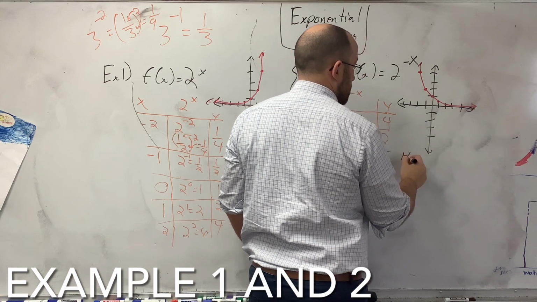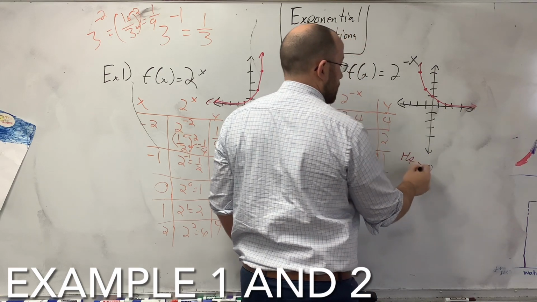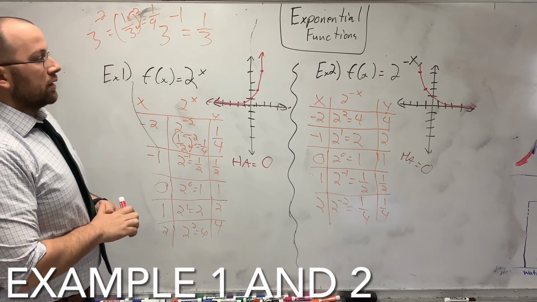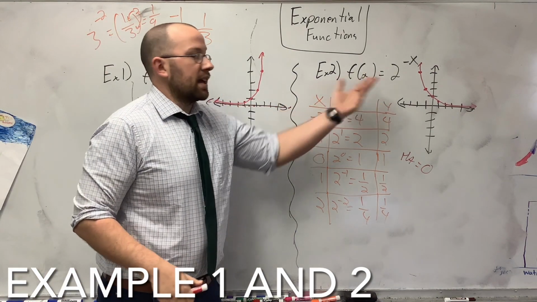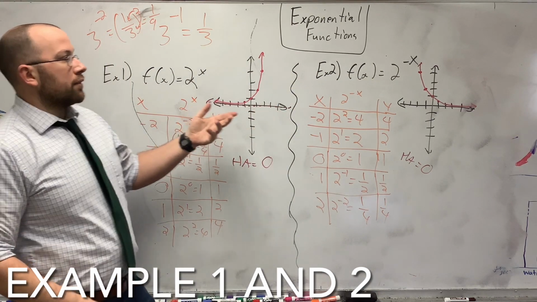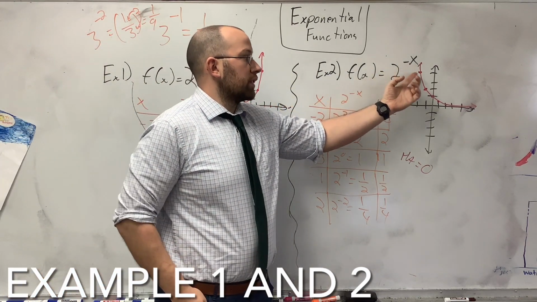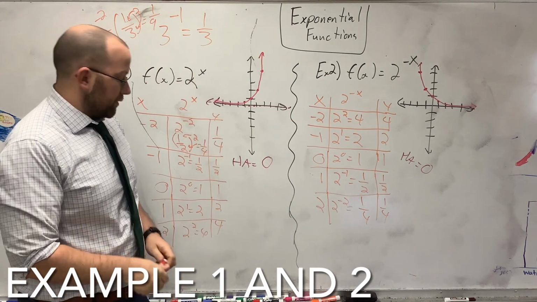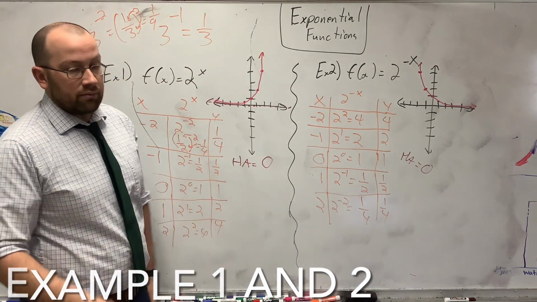You don't need to know this, but your horizontal asymptote is again at 0. So it'll never touch the x-axis. Now this is a growth, this is a decay. They're just opposites. Whenever you have the negative up there, that means it's a reflection across the y-axis. Right? And that's how you graph them. Just make a chart, plug in points, solve it.